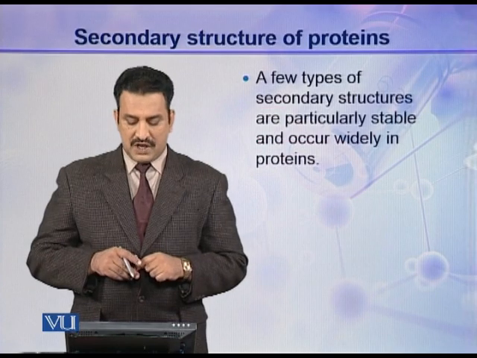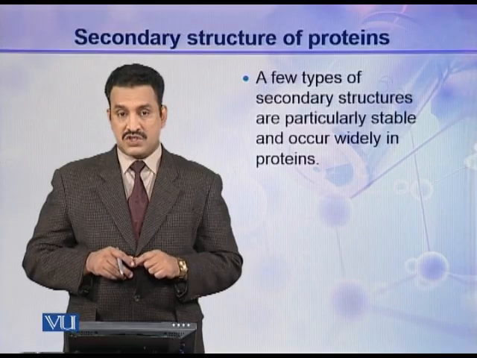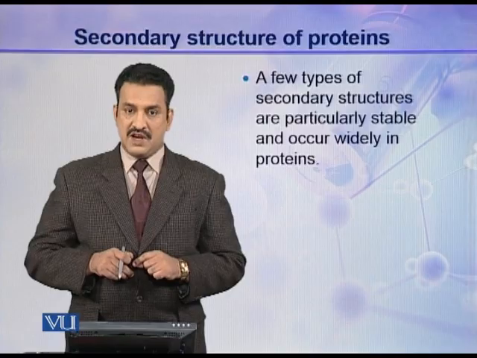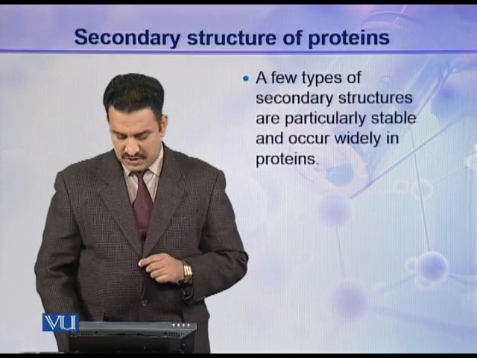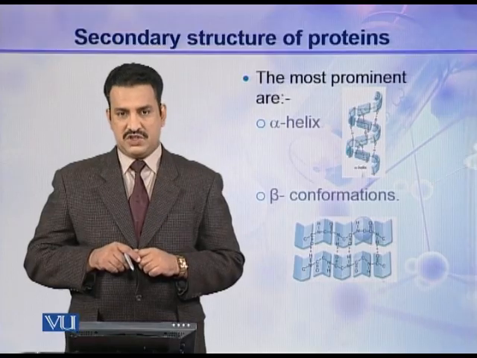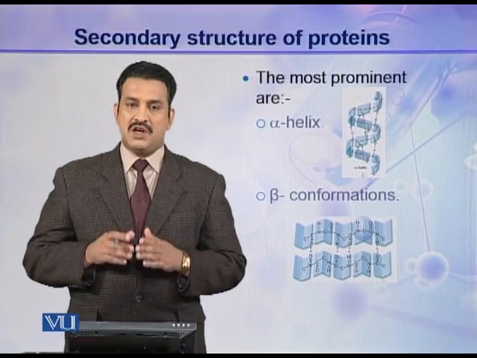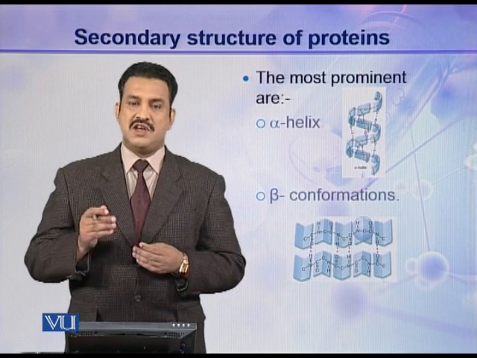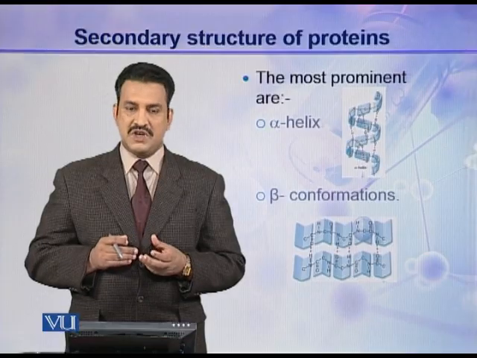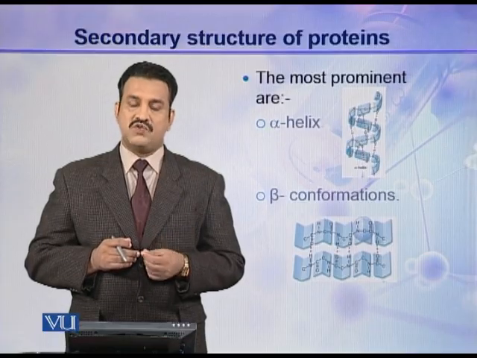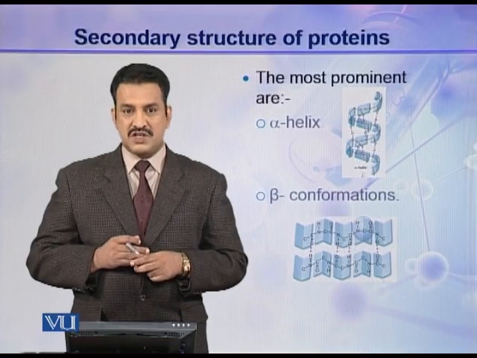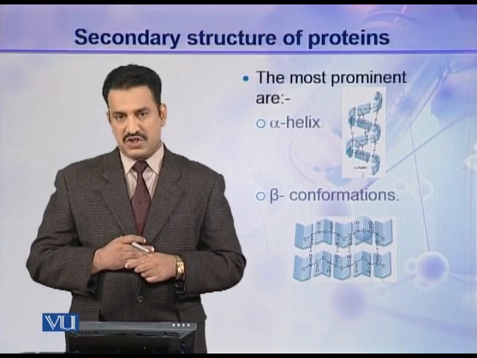However, a few types of secondary structures are particularly stable and occur widely in proteins. And these types include alpha helix and beta conformations. In alpha helix, a polypeptide chain is helically coiled round an imaginary axis and it makes an alpha helix. This is very prominent in the proteins. The second most prominent structure is beta conformations.